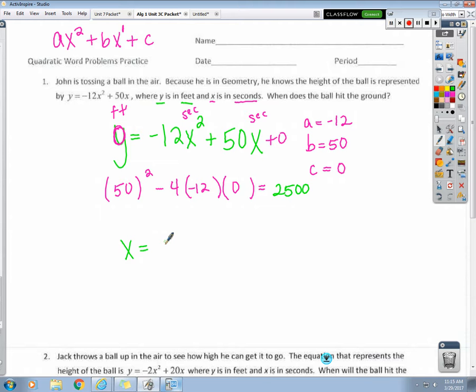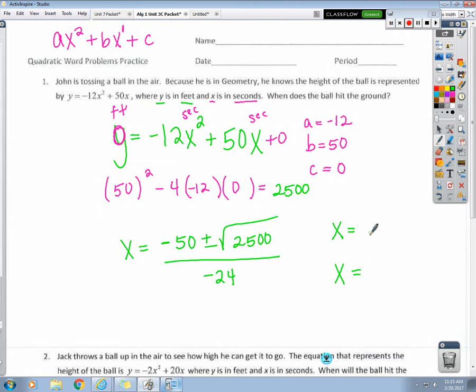X equals all divided by negative 24 though. Okay, because it's 2 times your a value, and your a value is negative 12. Now you just type each one of them in. So go ahead and do that. Type in negative 50 plus the square root of 2500 over negative 24, and type in negative 50 minus the square root of 2500 over negative 24.